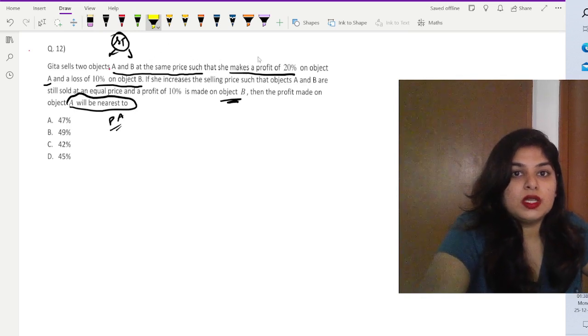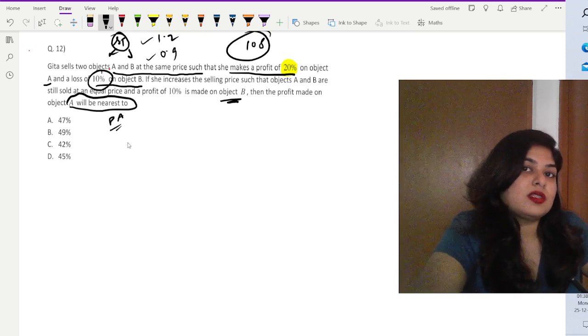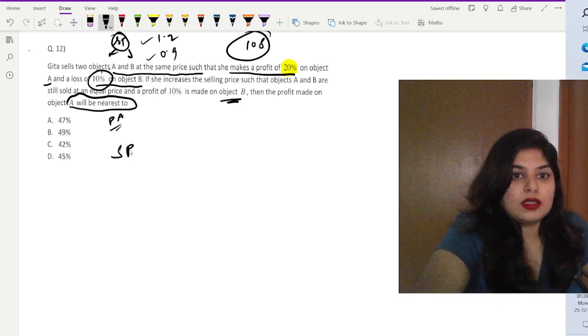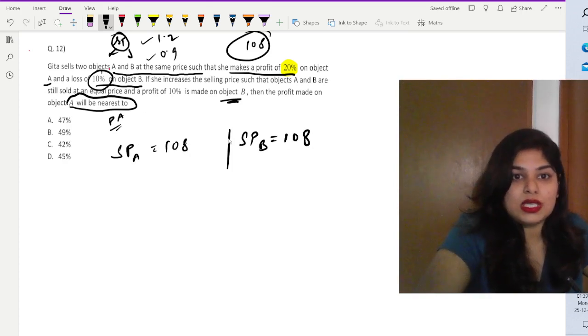First of all, if I talk about the profit of 20% on the selling price of A, if we calculate it mentally, we can get the factor of 20% to be 1.2, and that of 10% we can take the factor to be 0.9. If we multiply these, that is 108, correct? So I can start by assuming that the selling price of A is equal to 108 and the selling price of B is equal to 108, because we know that both of them are sold at the same price.